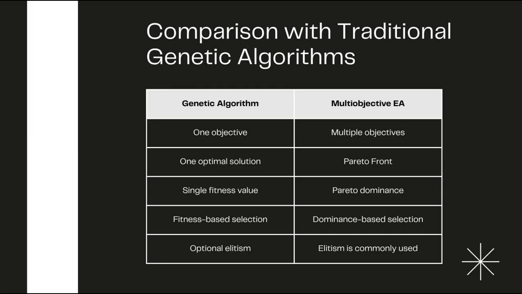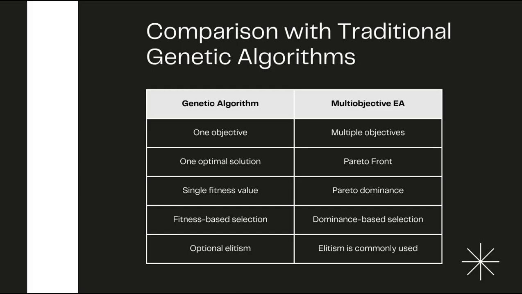In a genetic algorithm, fitness-based selection favors individuals with higher scalar fitness values, and in a MOEA, dominance-based selection favors individuals that are not dominated and that contribute to a diverse Pareto front.